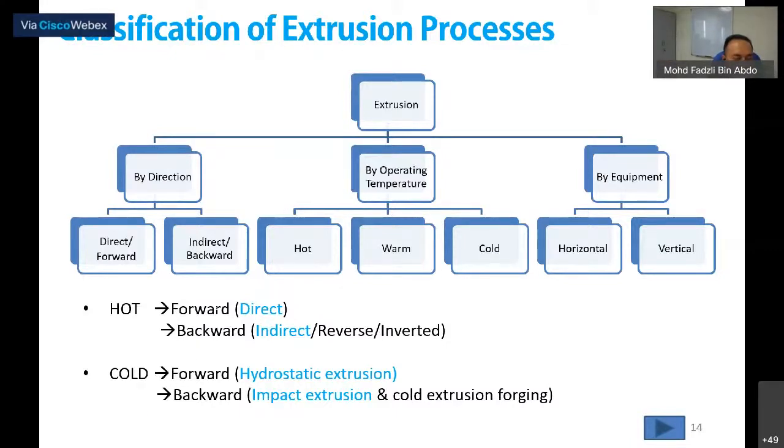Untuk hot ni kita ada forward ataupun backward. Sama juga untuk hot ni kita panggil forward adalah direct, backward adalah indirect. Kalau untuk cold extrusion ni kita panggil forward dan juga backward juga, tapi forward dia adalah hydrostatic extrusion. Backward dia kita panggil impact extrusion and extrusion forging. Silap. Untuk cold ni, forward backward ni, ini adalah jenis-jenis dia: hydrostatic extrusion, impact extrusion dan juga cold extrusion forging. Okay, untuk backward. Untuk hot, untuk forward, jenis dia adalah direct ataupun indirect.